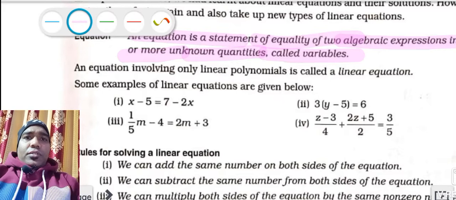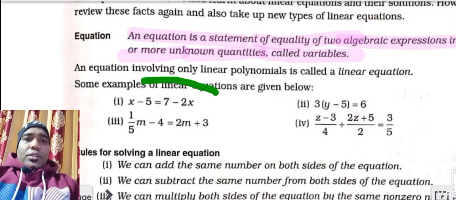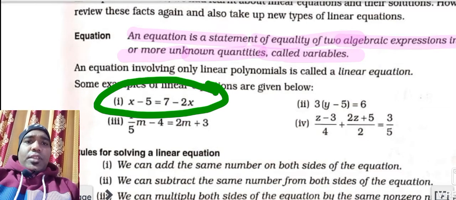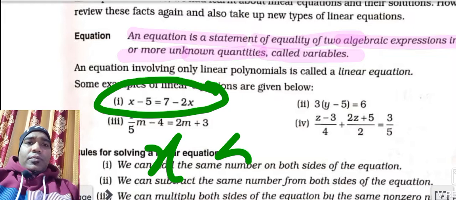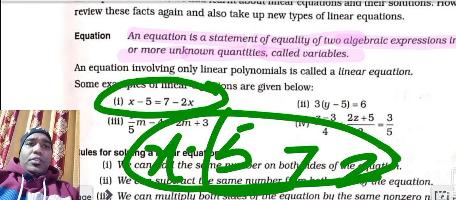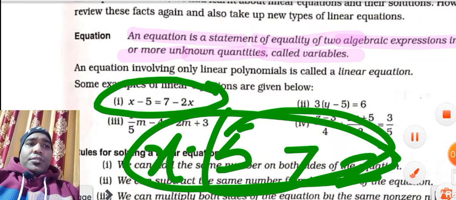In this part, x minus 5, 7 minus 2x, what is the variable here? x is the variable, and the constants are minus 5, then 7, 2. All these are constants.